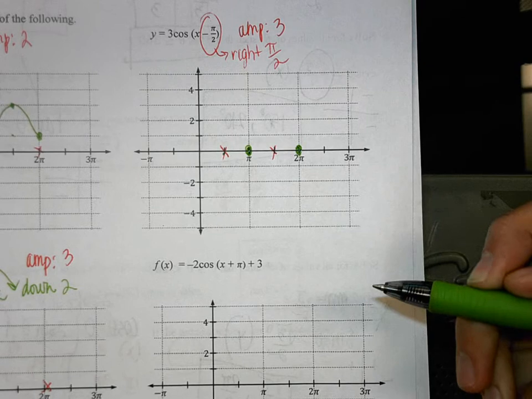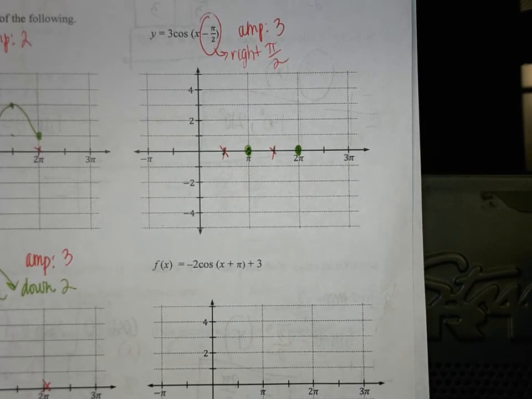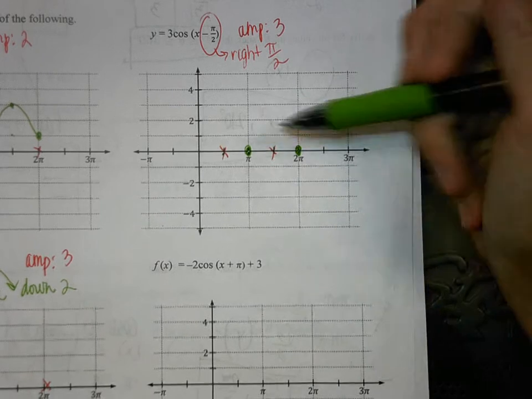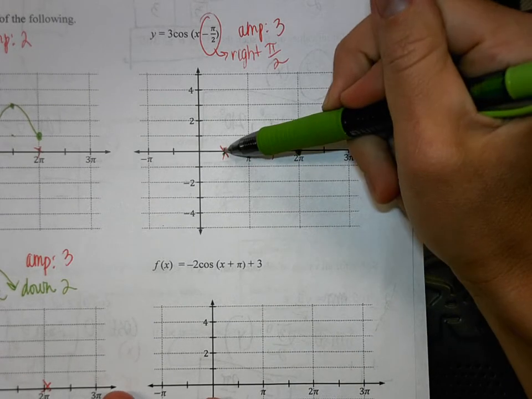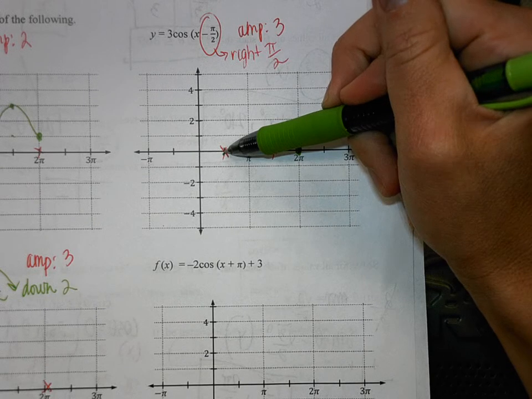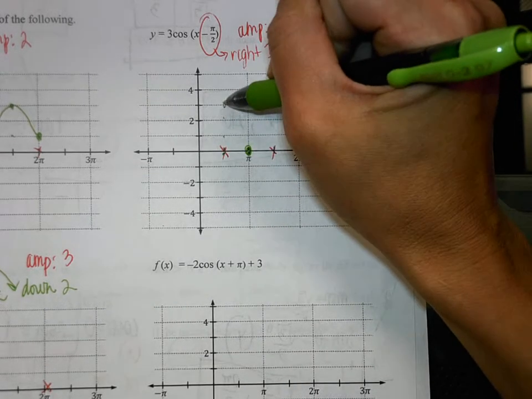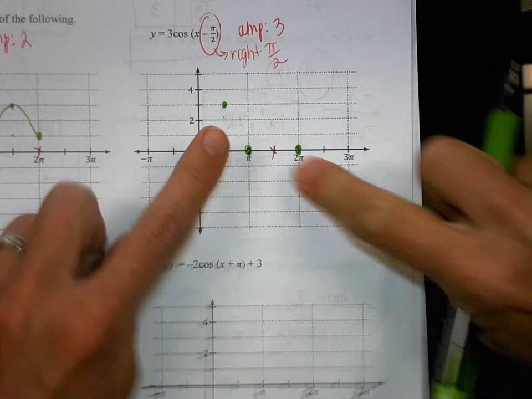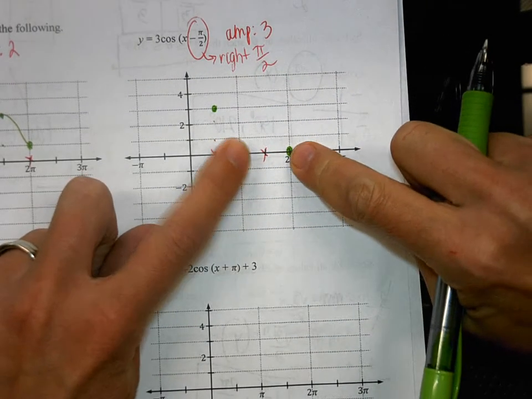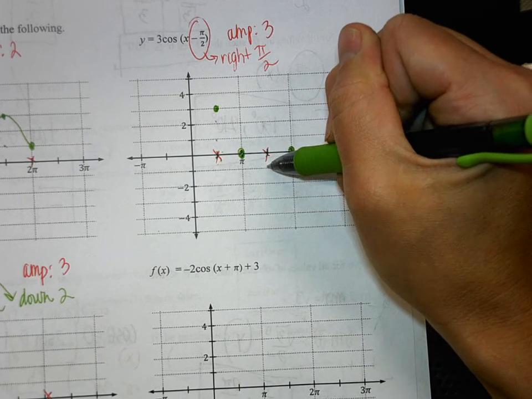So cosine, because we only have 2 of our points at our 0 line, we have to start to the left. We always start up unless there's a negative in front. So from here, I'm going to go up how many? 3. 1, 2, 3, because my amplitude is 3. Then you go to the right. We go in the middle of these 2 points, and I'm going to go down 3. 1, 2, 3.